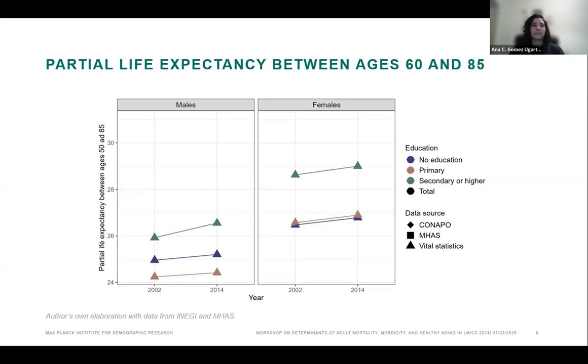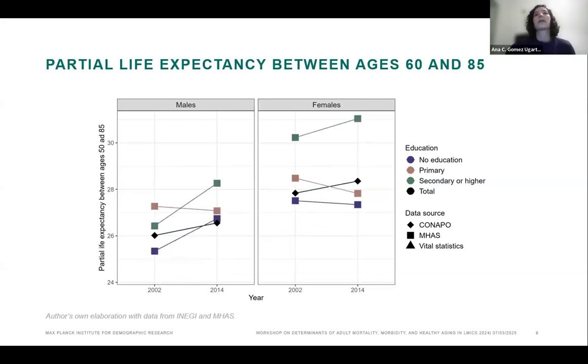When we look at the Mexican Health and Aging Study, these are the estimates from it. We're estimating mortality using the waves from 2001 and 2003 for the first time point in 2002, and then the waves 2012 and 2015 for the points used in 2013. Here I'm going to start with males. In this case, the men with no education have lower life expectancy, which is what we would expect to see. And the points in 2002 are in line with what others have found.